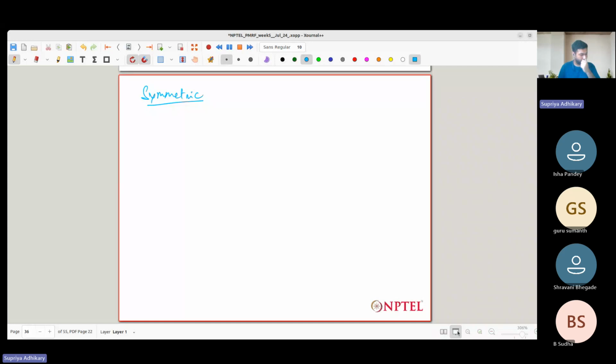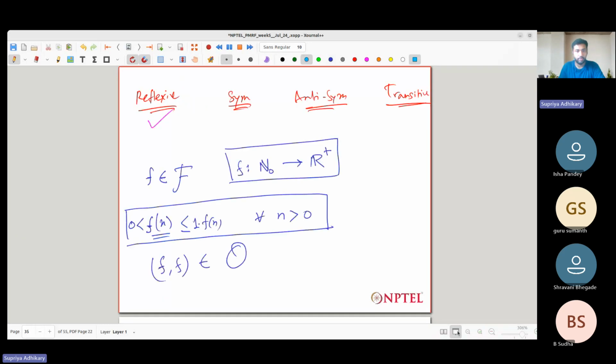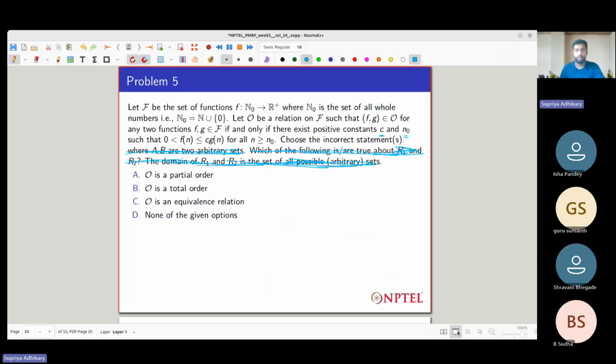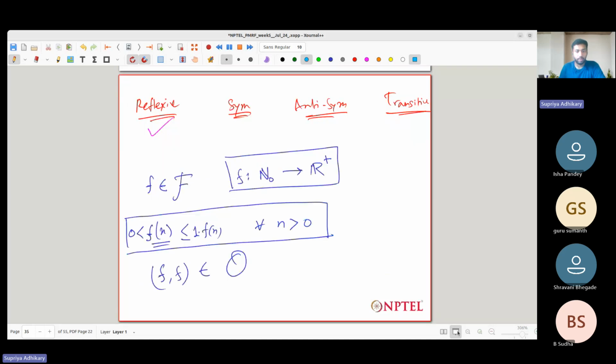So what about the symmetric relation? In the symmetric relation, basically we have to prove that this is actually not symmetric. Okay, we can prove this. How can we do that?